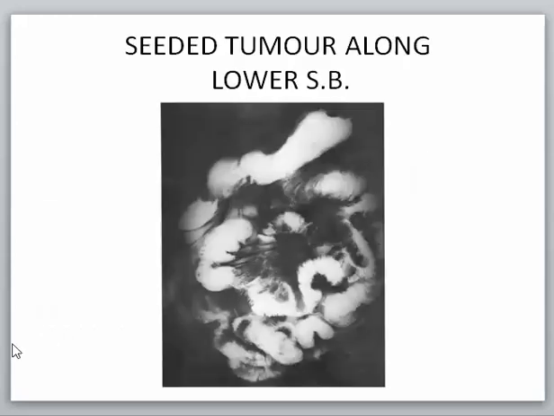Now here we have the other way around, that the intestines are there but they are invaded subserosally. The subserosa is invaded, so we have these abnormal indentations of irregular pattern scattered along the small intestinal loops. These are due to seeding from tumors, and seeding from tumors in the small intestine are usually from either the stomach or ovary or pancreas.